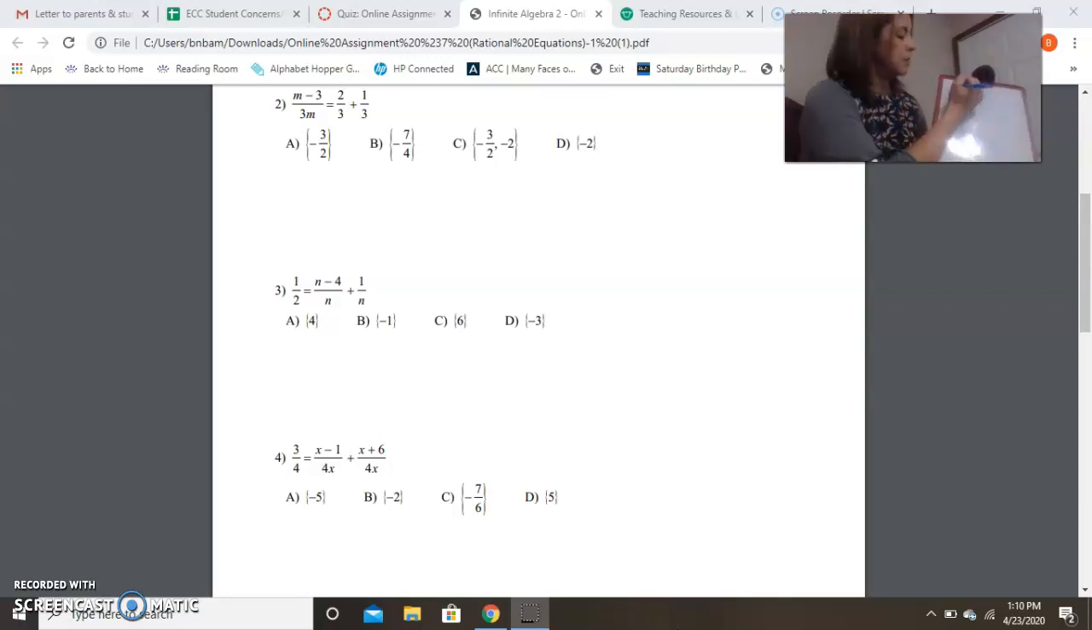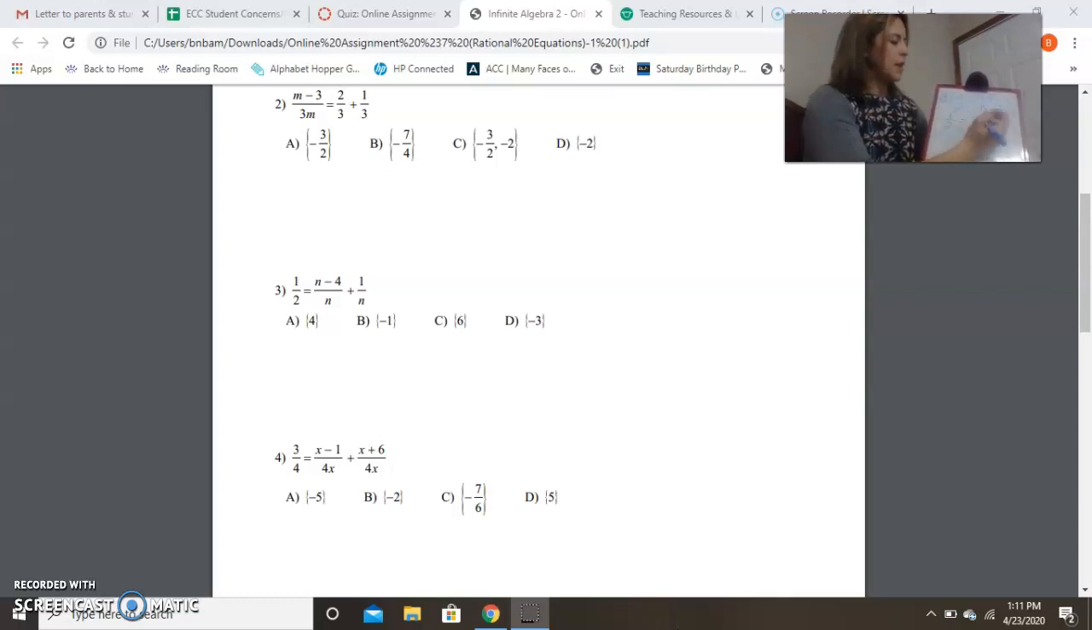The nice thing about both of these is that the terms that you're going to be combining on one side of the equal sign already have common denominators. So we don't have to worry about creating those. Okay, so if you look at number 3, we've got n minus 4 all over n and 1 over n. So since n is a common denominator, we can go ahead and combine these.